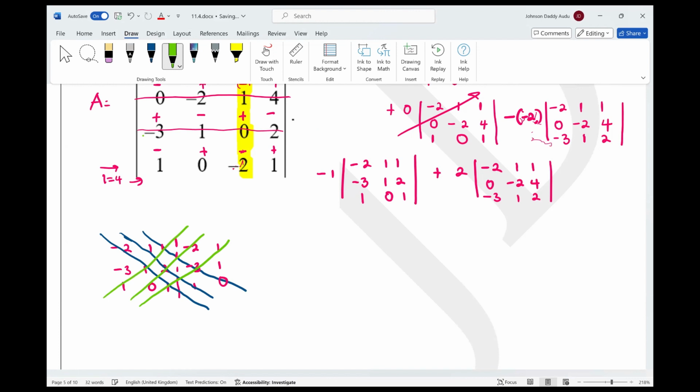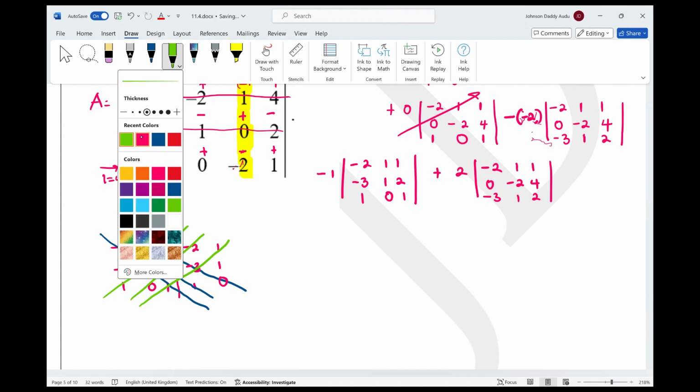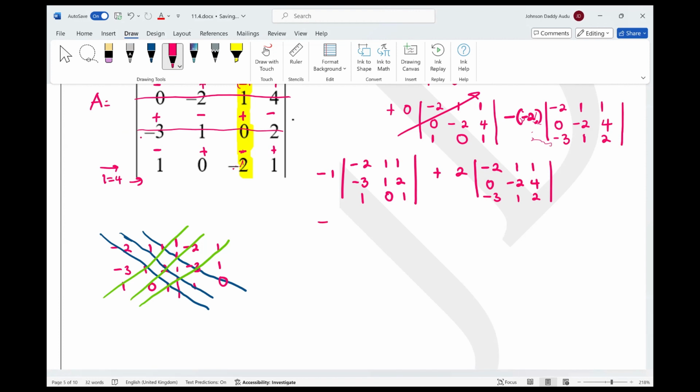So this determinant will just be what? Let's do it this way. Don't forget that you have -1 here. So let's put the 1 here. Then multiply. The determinant of this will just be 0. We go this way, so this will be 0. Plus what? Plus 2.